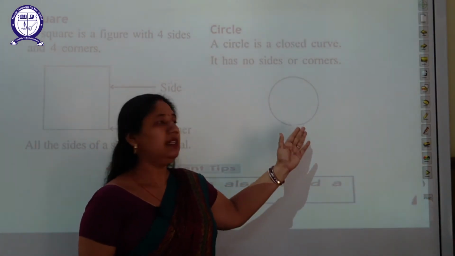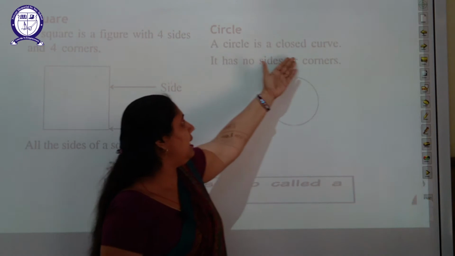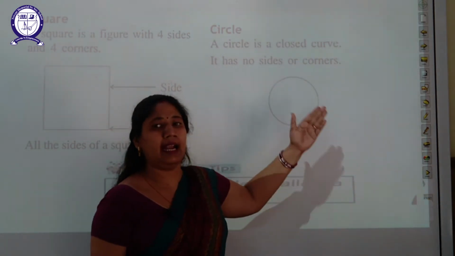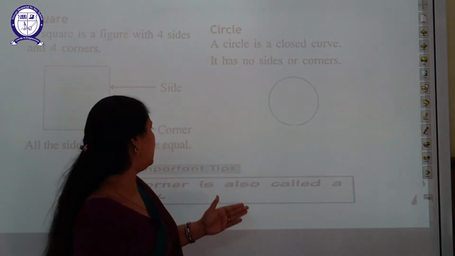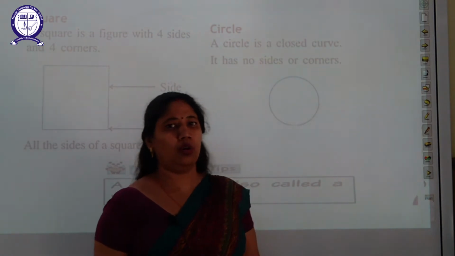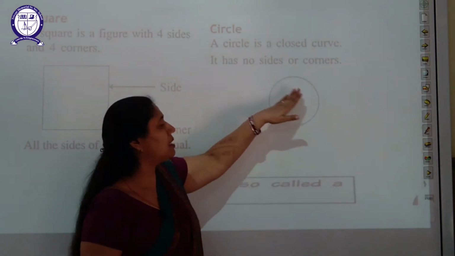Yes, this is a circle. A circle is a closed curve. It has no sides or corners. So in a circle there are no sides or corners. This is a closed curve.